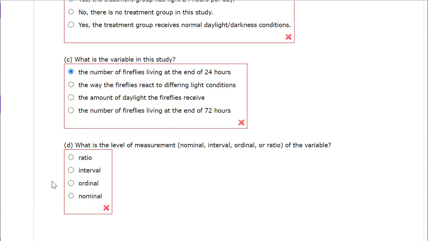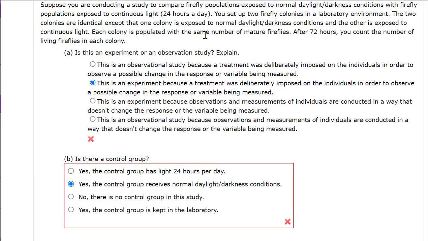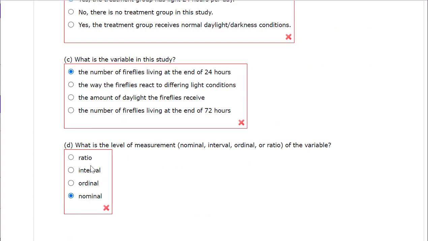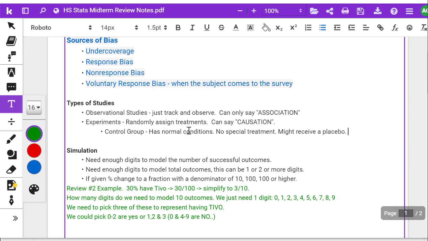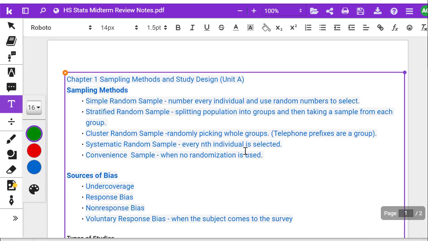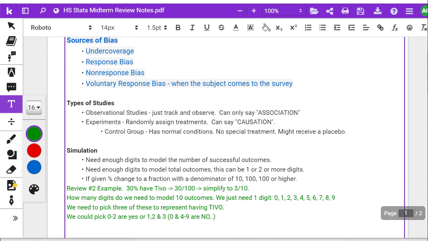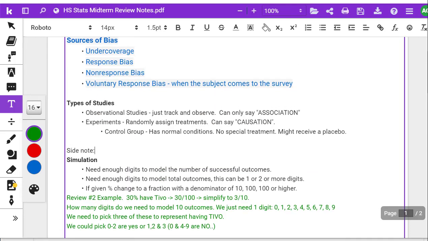What is the level of measurement? Oh, okay, so let me just do this. You're not going to experience this too much in the final. The measurement should be, let's see, did they just say, yeah, number. So this is nominal. Okay, so on that review question, here's a side note. This should not be part of your final. Side note, nominal means number. All right, that was review problem 5, I think.